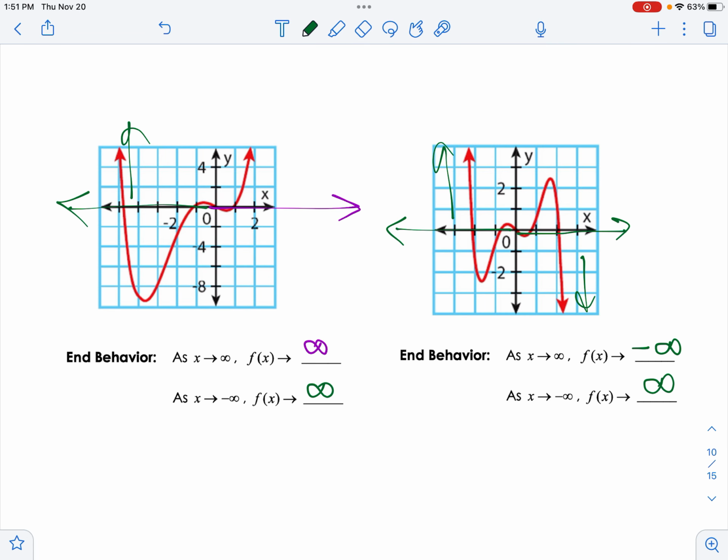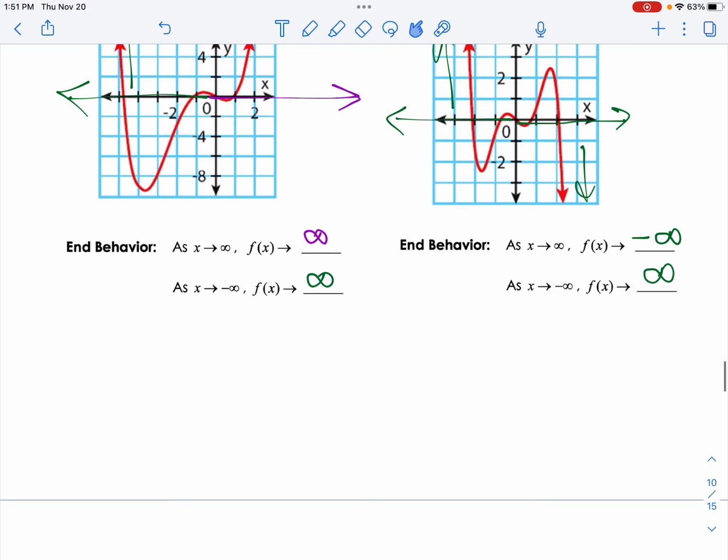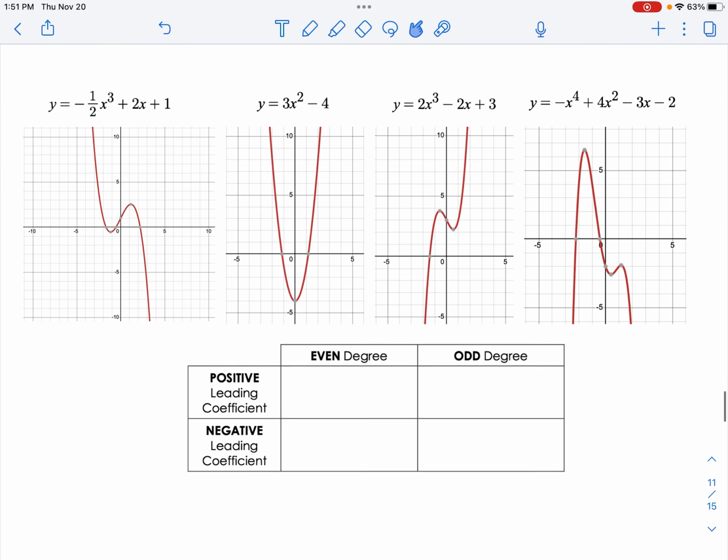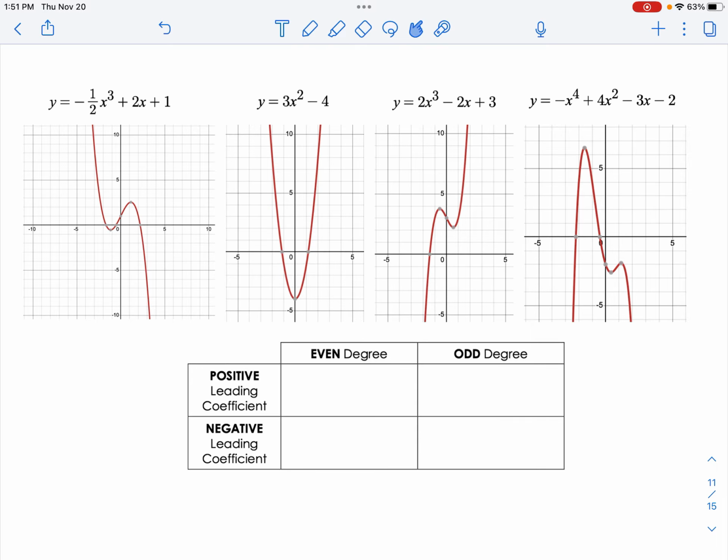So we did some practice with this in our last unit, so hopefully that makes some sense. We're going to start to generalize some things, and that'll make our life a little easier. Okay, so I have a table at the bottom, and we're going to fill this table out a little bit. So we have a couple of different graphs, and what we're going to look at is their degree and their coefficients.